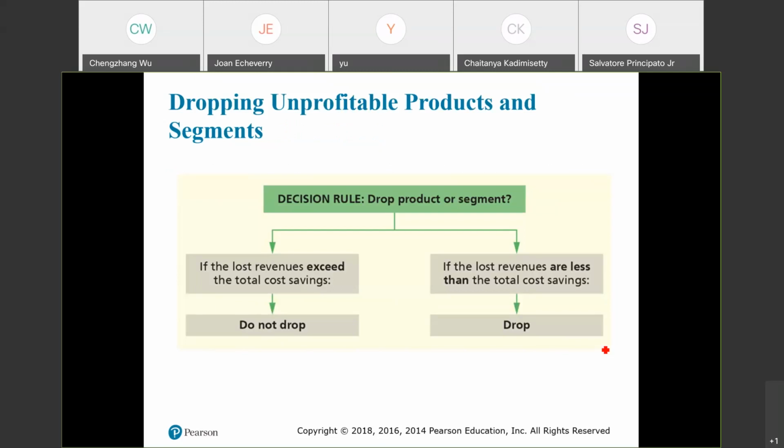So this is a quick summary of such decisions. If the lost revenue is greater than the total cost savings, we do not drop such a department or product. Otherwise, we drop it.